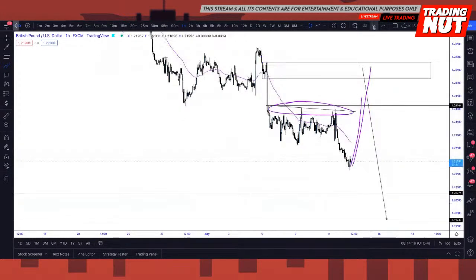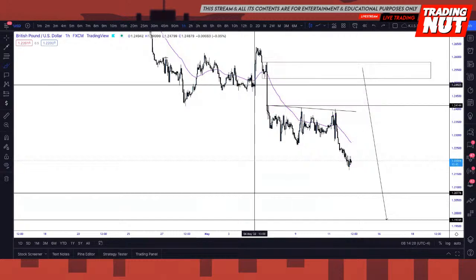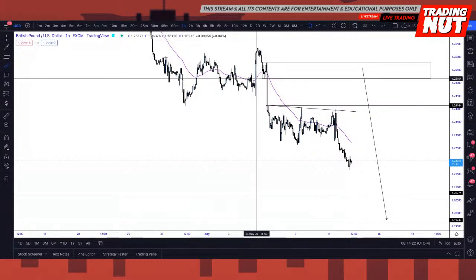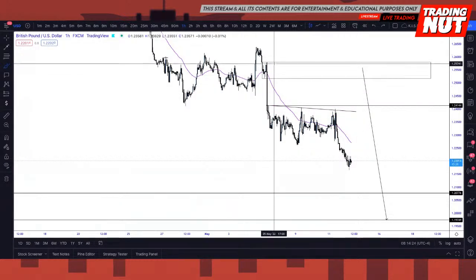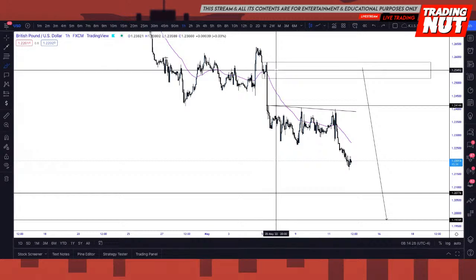All right, so this level looks really nice to me. I really like 1.25, kind of 1.2550. That area looks very, very good.